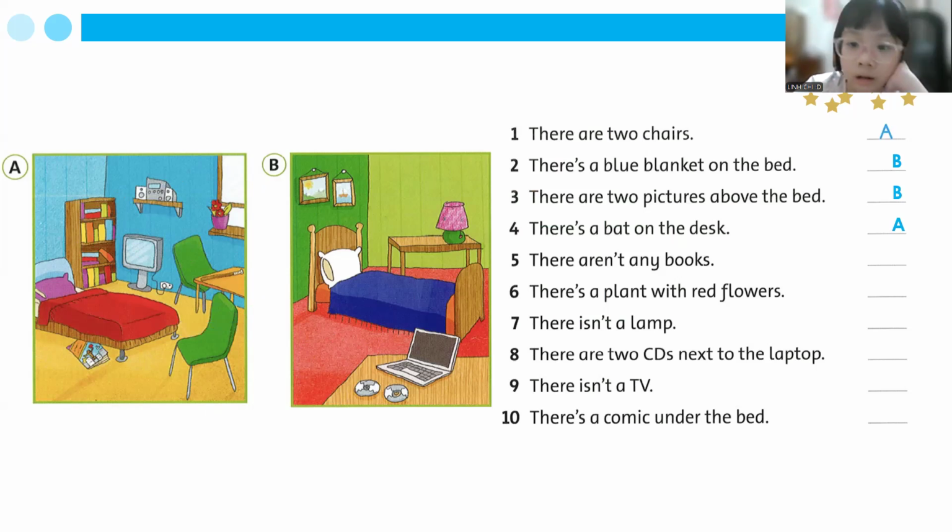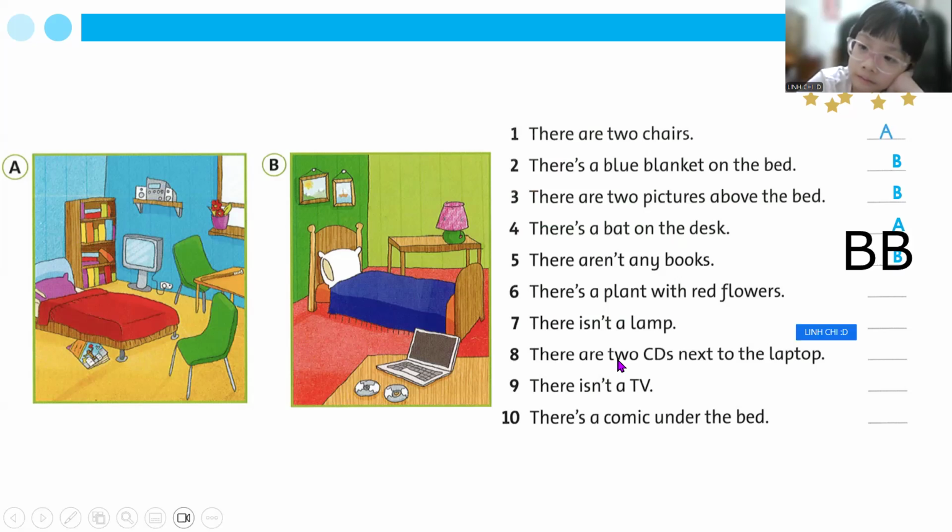A. Wow, no, B, B, that's B. Letter B. Very good. Okay, number six. There's a plant with red flowers. A.